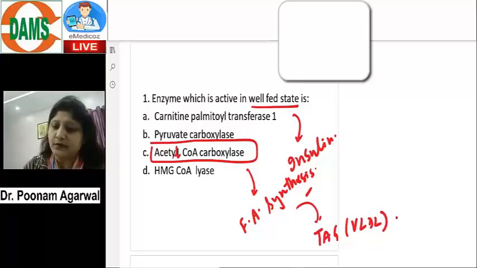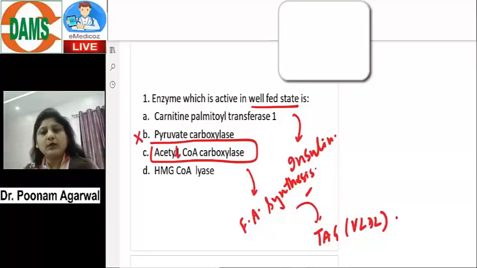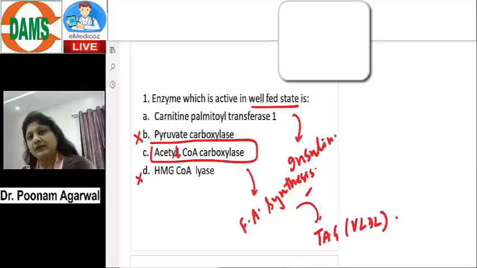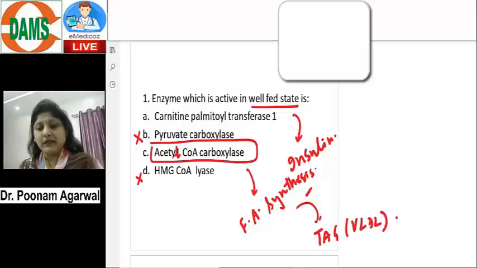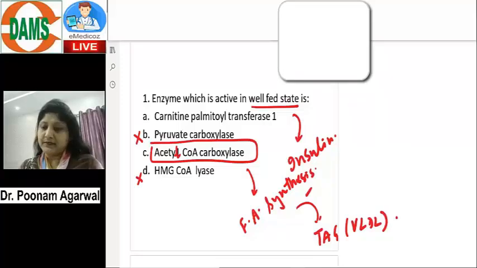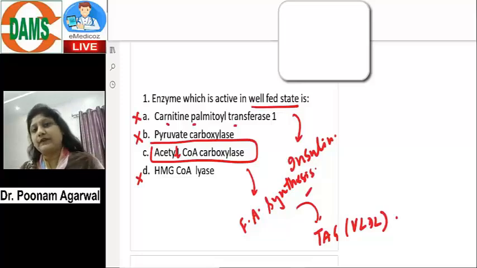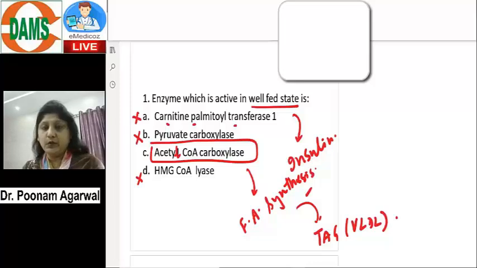All of these other statements are wrong. Pyruvate carboxylase is a gluconeogenic enzyme which is going to be active in lack of insulin. HMG-CoA lyase is a ketogenic enzyme which again is going to be more active in the fasting and starvation state. When we talk about CPT1, carnitine palmitoyl transferase 1, it's a transporter which has the role to enhance fatty acid oxidation, which again is going to be more active in lack of insulin.